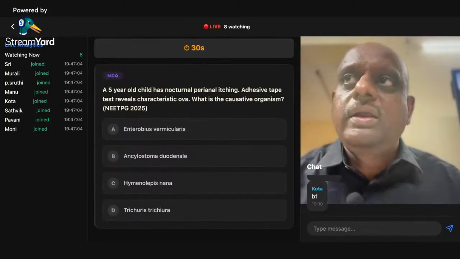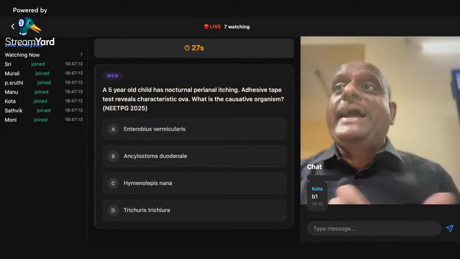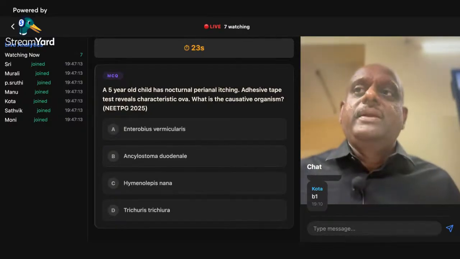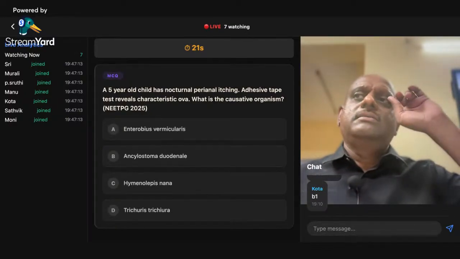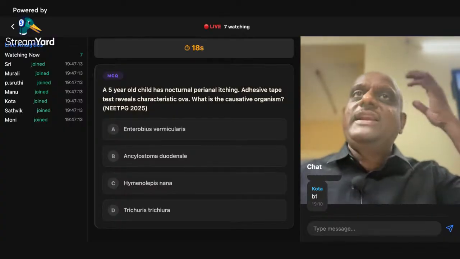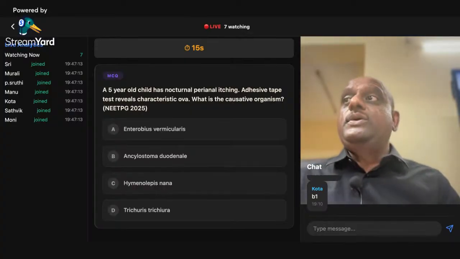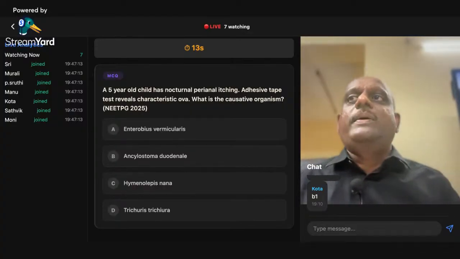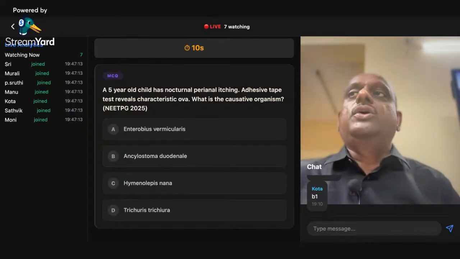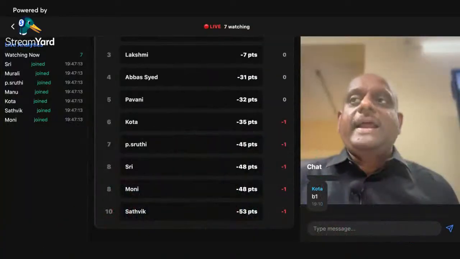Right, very good. A 5-year-old child has nocturnal perianal itching. Every NEET PG exam, one platyhelminth or nematohelminth, which we left in intermediate, will come. Adhesive tape reveals characteristic ova, right? So that's called the tape, anal tape.